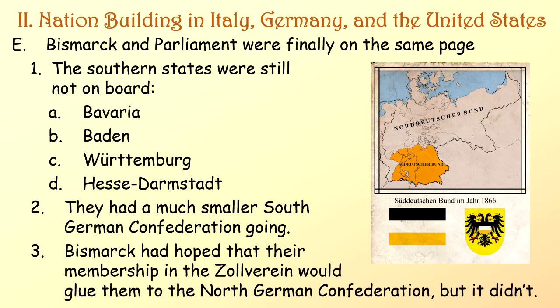The southern states were still not on board: Bavaria, Baden, Württemberg, Hesse-Darmstadt. These all had a much smaller South German Confederation going. Bismarck had hoped that their membership in the Zollverein would glue them to the North German Confederation, but it didn't.